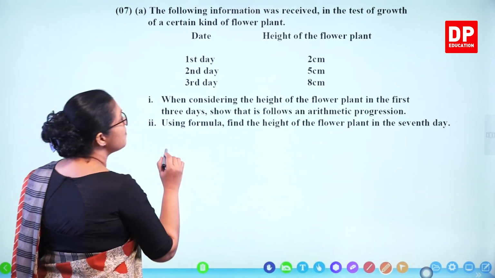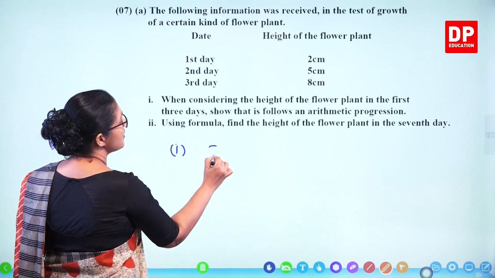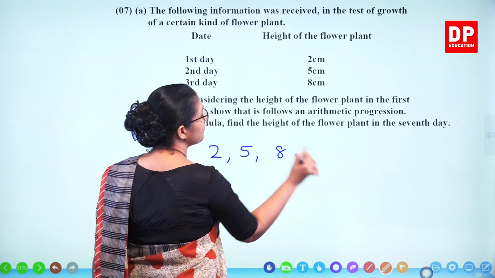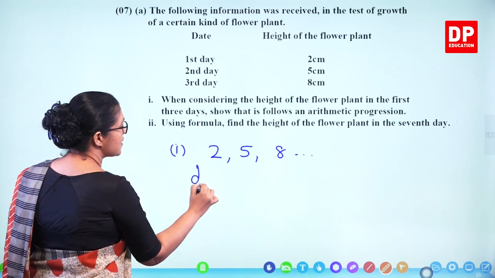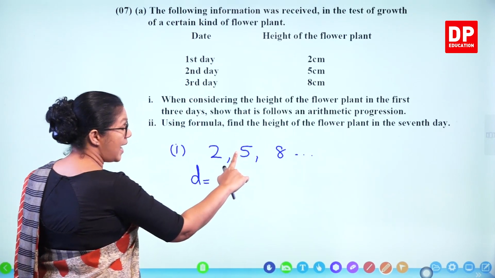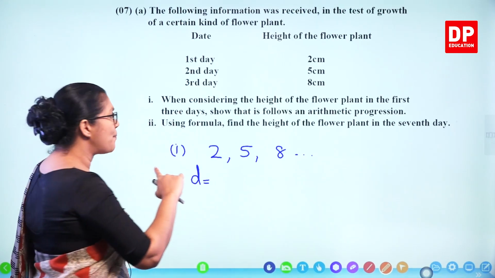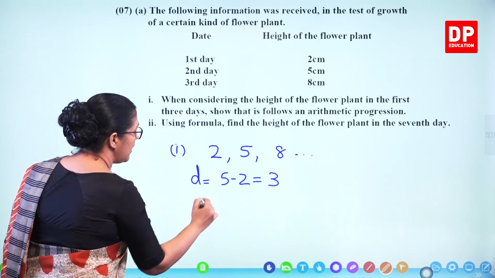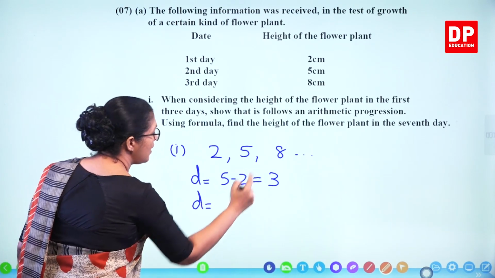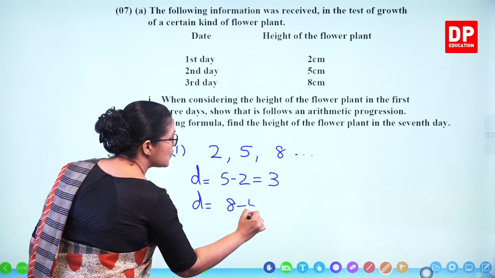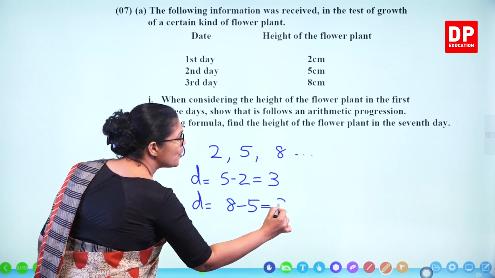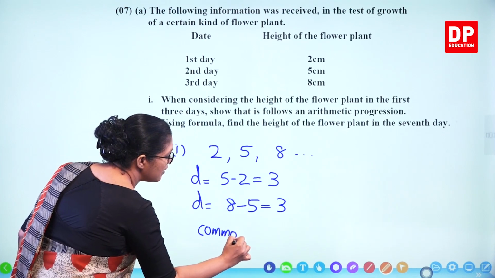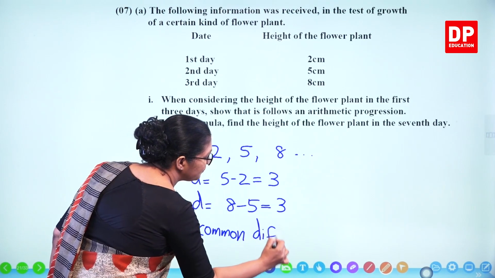Show that it's an arithmetic progression. First day 2, 5, 8. What's the difference? Any term, subtract the previous one. 5 minus 2, that's 3. If you take this one, 8, previous day is 5. 8 minus 5, also 3. So there's a common difference of 3.